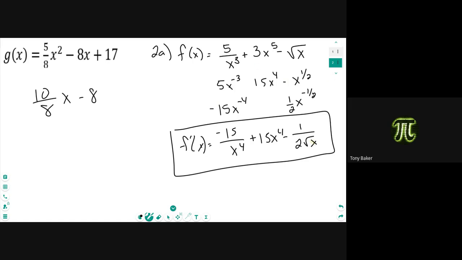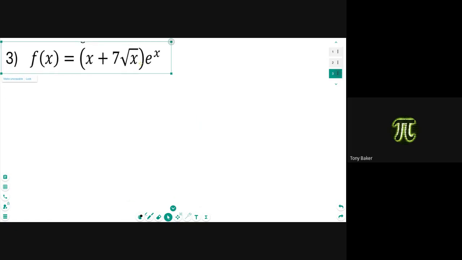Any questions on those? What's the rule for these? What rule do we use for this? The power rule. Yep, this is just the power rule. All right. Do this one.